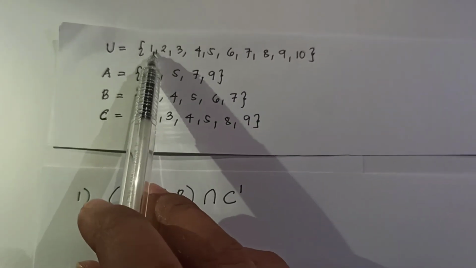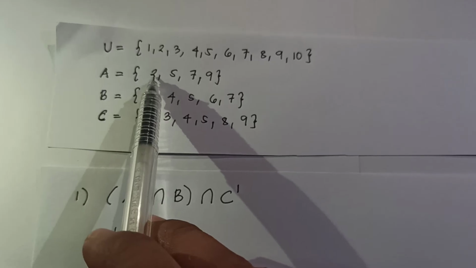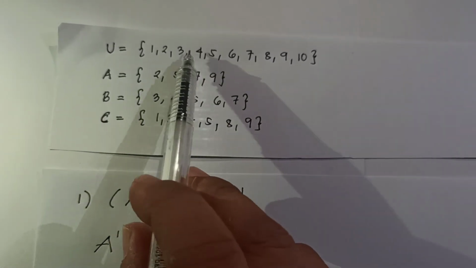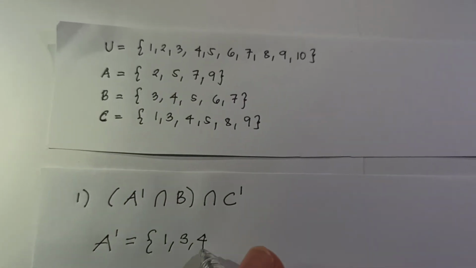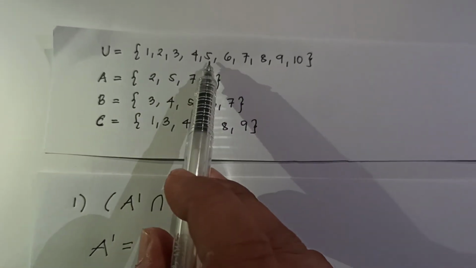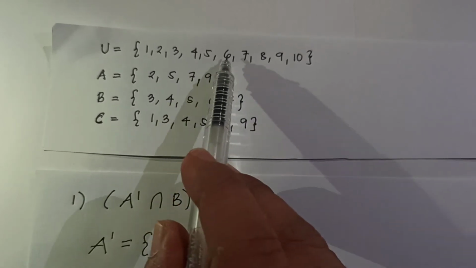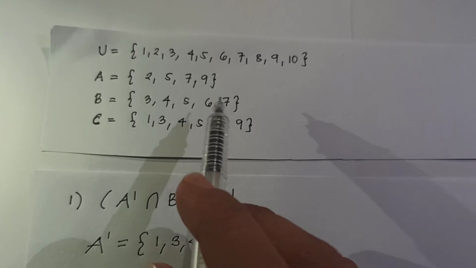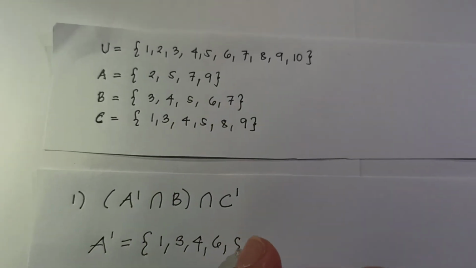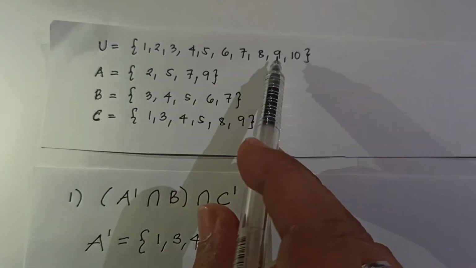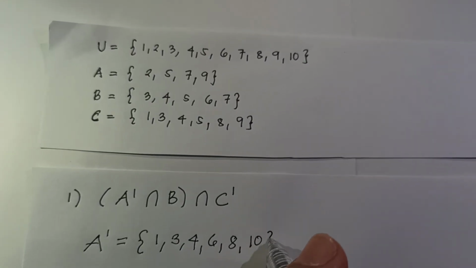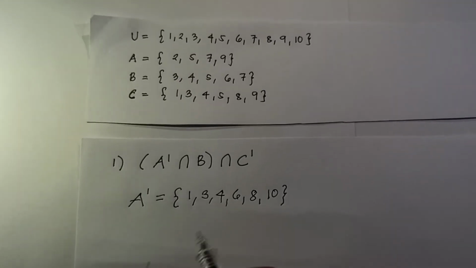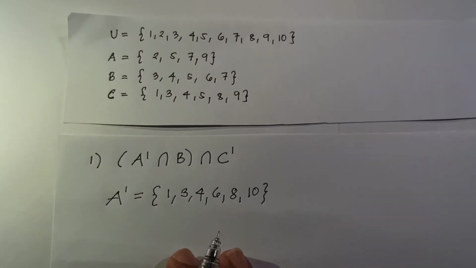So this is 1. 2 is in A, we don't copy. 3, copy. 4, copy. 5 is in A, so it's not in the complement. 6 is not in A. 7 is in A. 8, copy here. 9 is in A. And 10 is not in A. So these elements are the A complement.